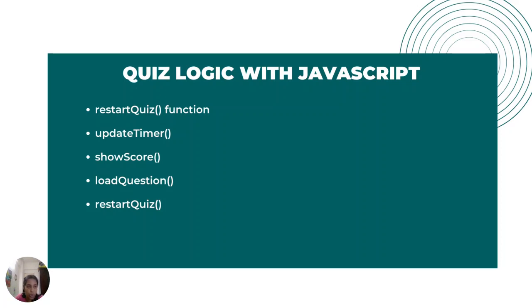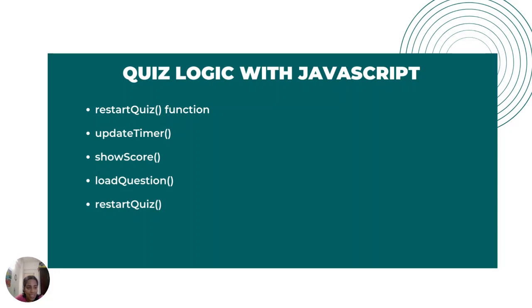And there is a show score. When this method is triggered, the score till now will be displayed on the screen. And the load question, when this method is triggered, we are displaying the questions as an array which contains the question, the options, and the correct answer. So the options elements will be created using this load question method. Then there is restart quiz, which we have already seen.